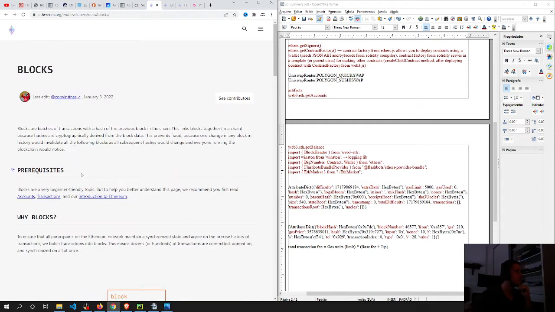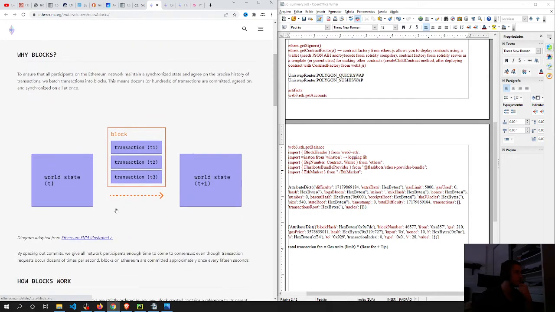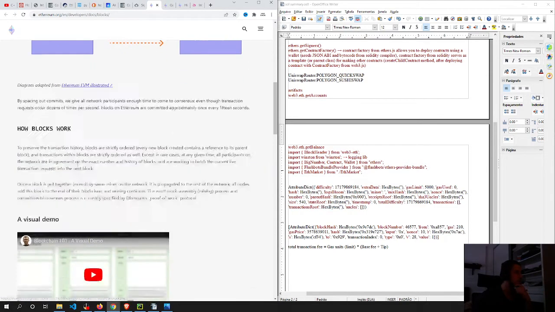Blocks are batches of transactions with a hash of the previous block in the chain. This links blocks together in the chain because hashes are cryptographically derived from the block data. This prevents fraud because a change in any block in history would invalidate all the following blocks, as all subsequent hashes would change and everyone running the blockchain would notice.